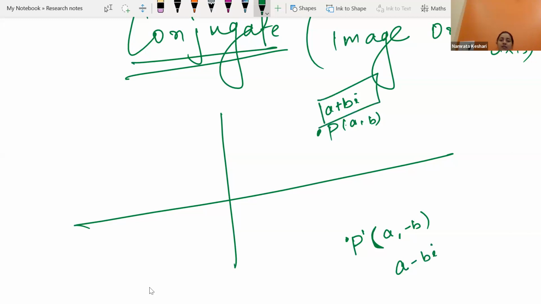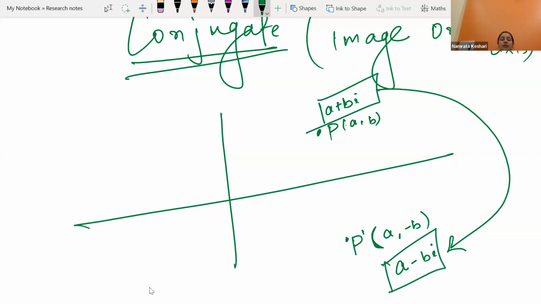The image of this complex number is this complex number, and the image of this complex number is this one, दोनों एक दूसरे का image हैं. Okay, a plus ib का image है a minus ib, और a minus ib का image है a plus ib.